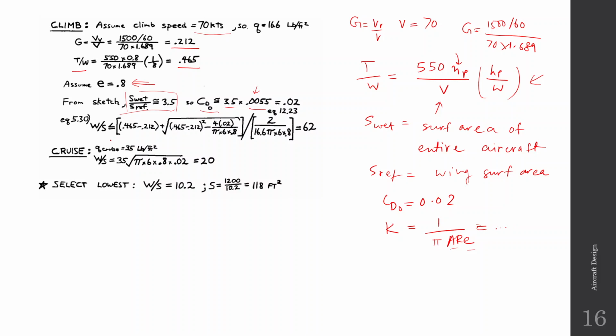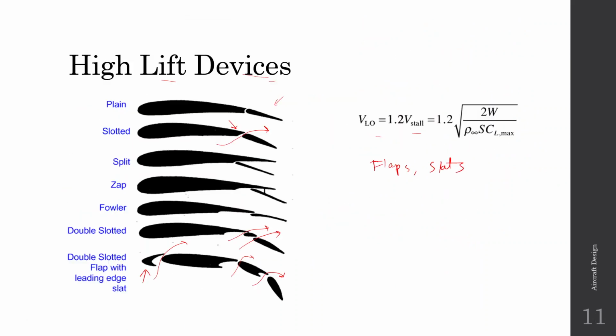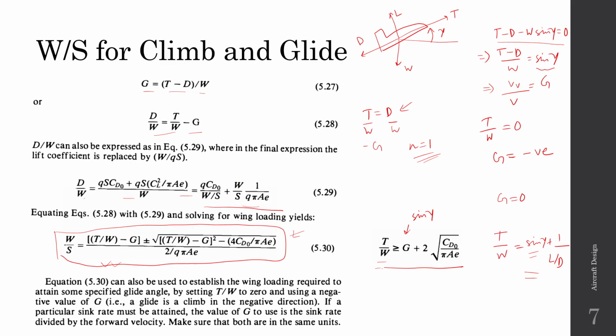Now when it comes to wing loading for climb, Q also he has calculated. You can calculate Q as half rho v square. So he has assumed the climb speed as 70 knots and he has assumed that we are flying at sea level. So Q also you can calculate, which comes out to 16.6 pound per feet square. Now for the wing loading at climb, you can use this formula over here.